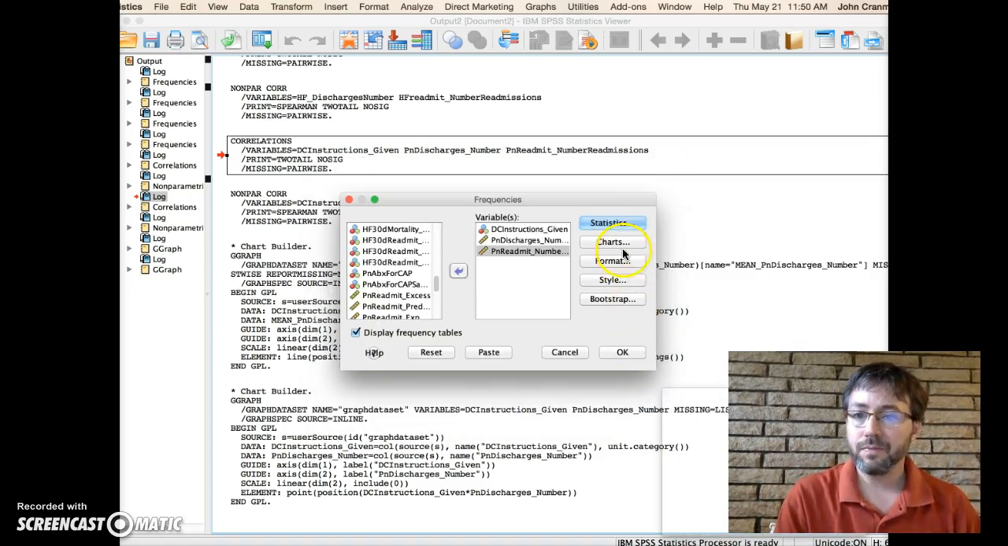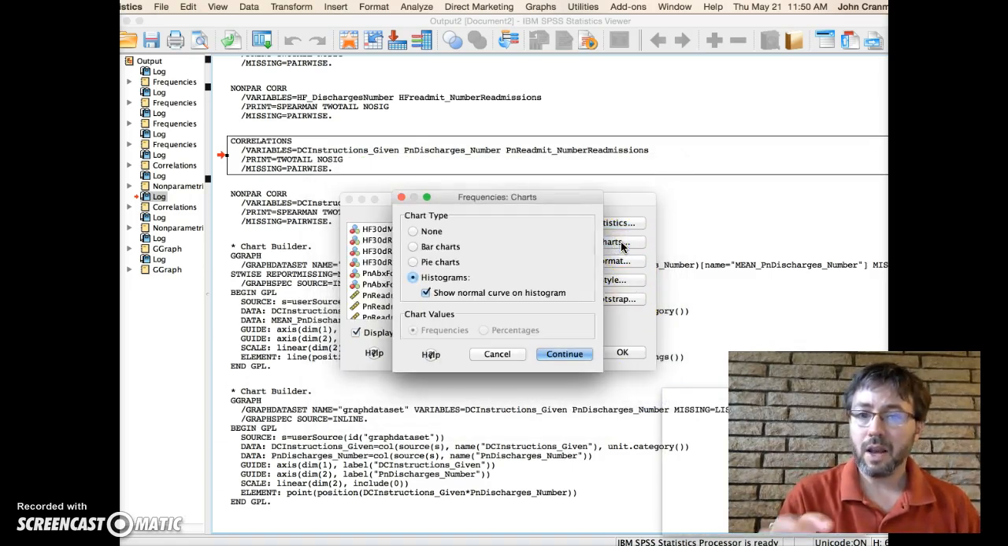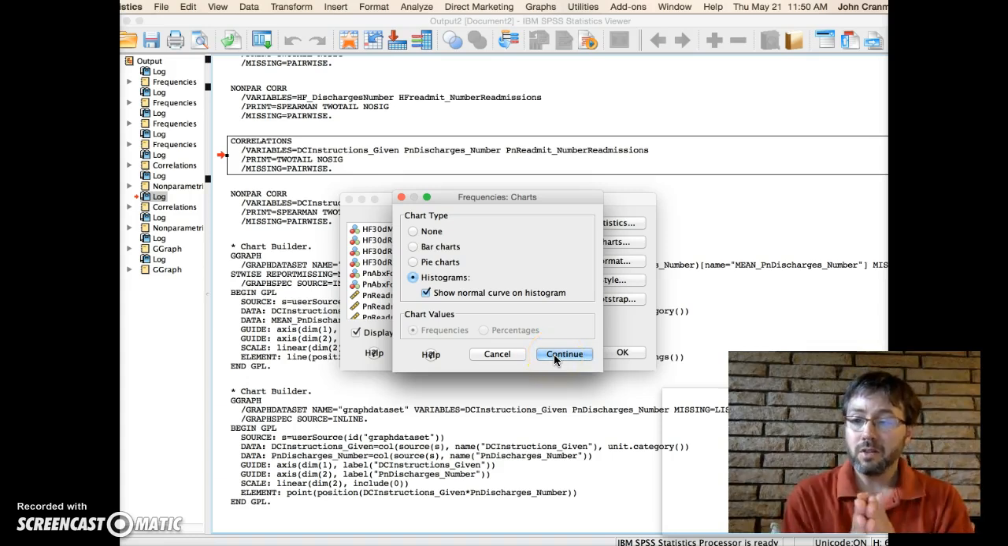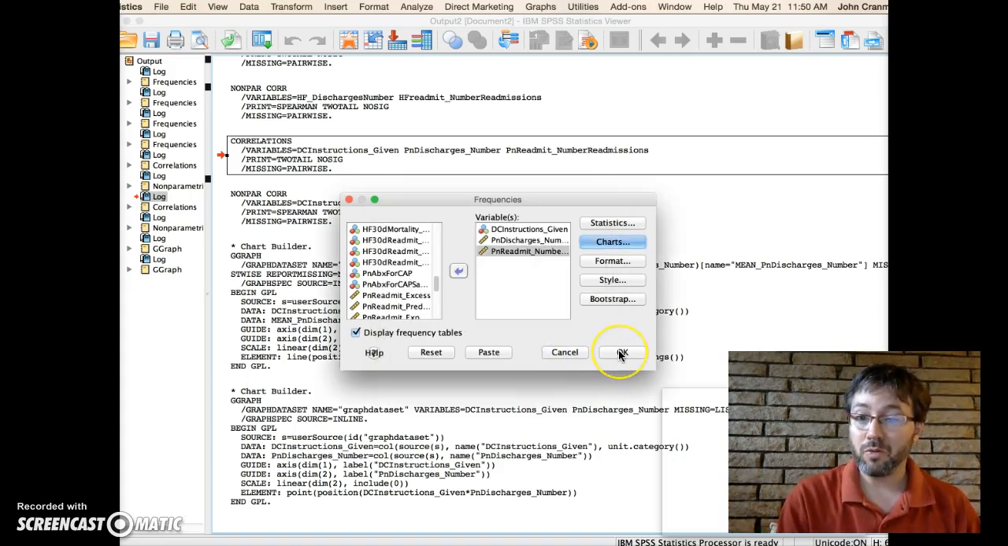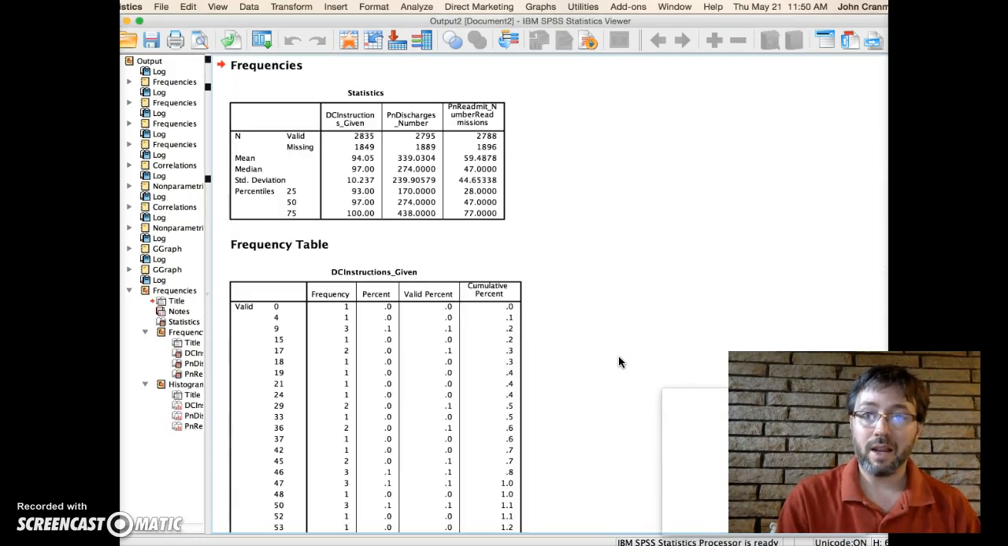Let's continue. And this week, let's see how we can integrate some key charts and graphs with our descriptive statistics. So we'll select the histograms and show the normal curve on the histogram. So the histogram is a tool for looking at data distribution. That's really what it's best known for. So let's see what we get when we run that analysis.